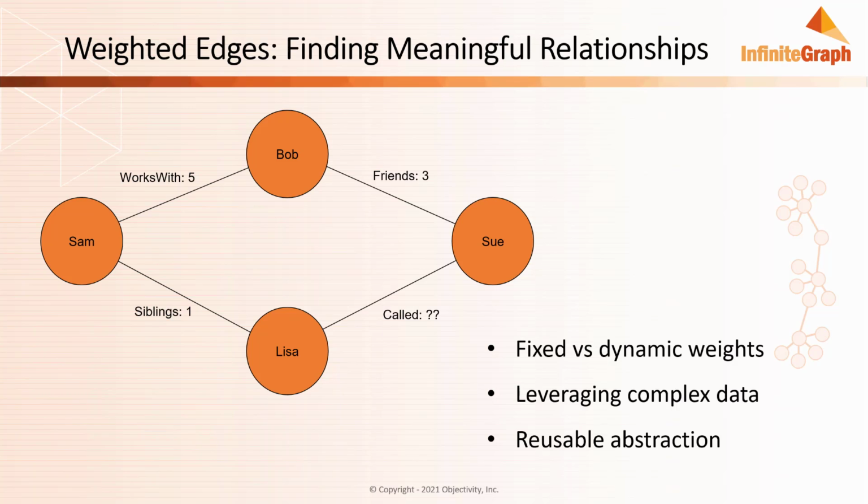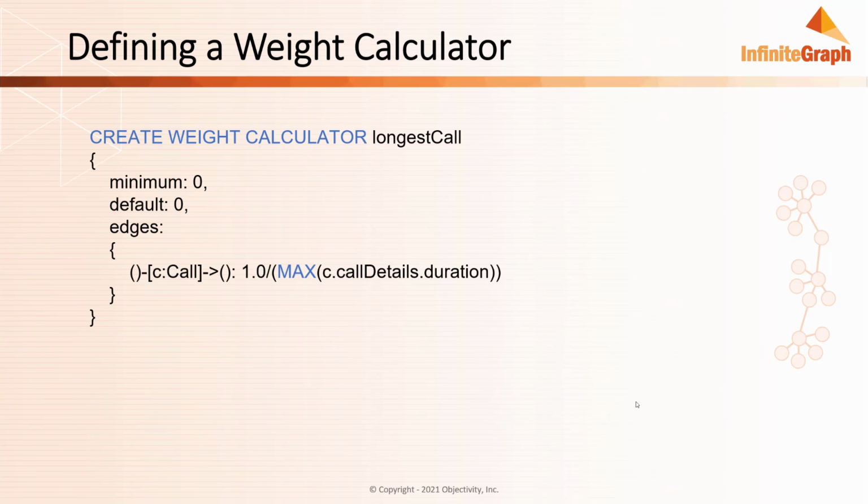InfiniteGraph, through its DO query language, provides us a rich set of semantics to capture these kinds of dynamic relationships. This brings us to the weight calculator. The InfiniteGraph DO query language allows us to define something called a weight calculator. A weight calculator specifies a mathematical formula for calculating the weight for our edge types. In this simple example, we are defining a weight calculator that computes the weight for a call edge. Associated with the call edge designation is our formula for computing the weight of a call edge.